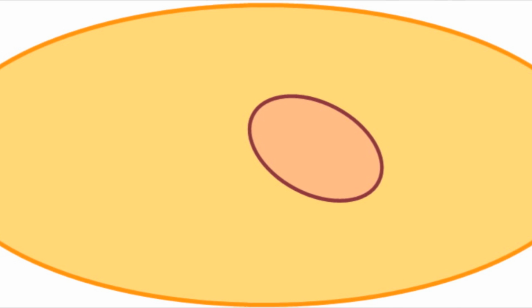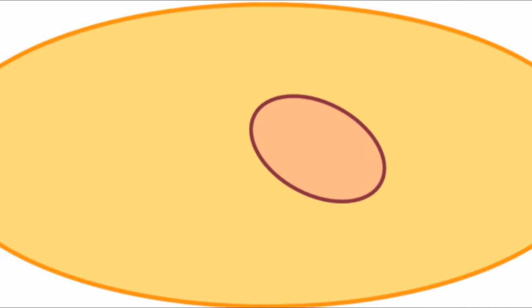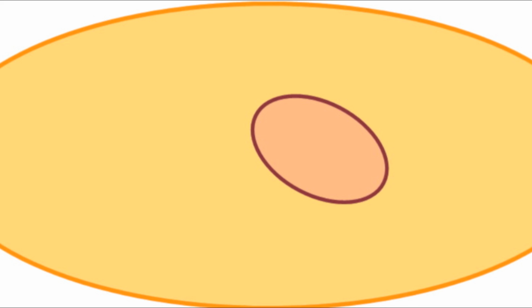Here is a cell. Who can tell me what kind of cell this is? It is a bacterium cell. Bacteria are prokaryotic. Correct. 10 points for Gryffindor. As you can see, this bacterium has a plasma membrane, and inside is the DNA.